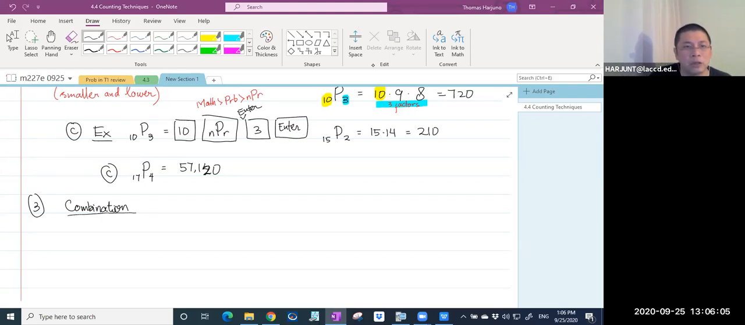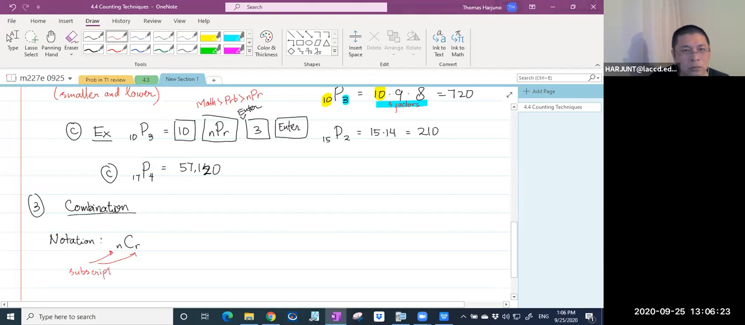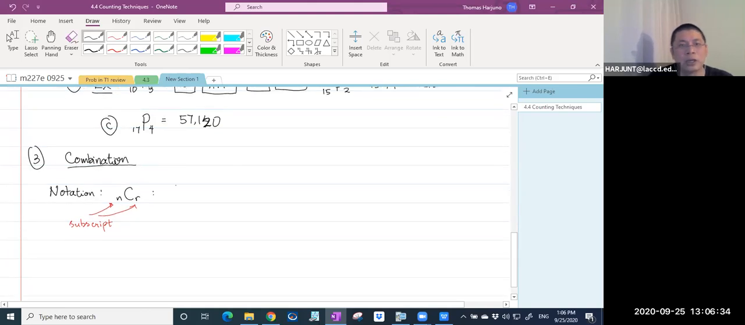Okay, now combination, the notation is nCr, where the n and the r are subscript, smaller and lower. Now you know the position of nCr on your calculator. Can you assume similarity with permutation and compute this? For example, let me ask you to compute 10 combination 4, and then 12 combination 7, and how about 20 combination 18? Can you try that with your calculator?